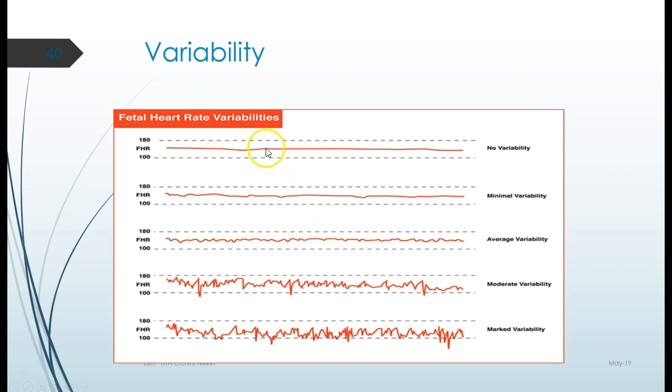So we go from 0, less than 5, and then 6 to 25. If you look at this, the change from beat to beat through here is 6 to 25 beats per minute. We call that moderate. That's the one we want. And then this is marked. Beat to beat is all over the place. If you were to look at a strip on a test, it's not going to be real nebulous. It will be pretty obvious if they ask you to define it.